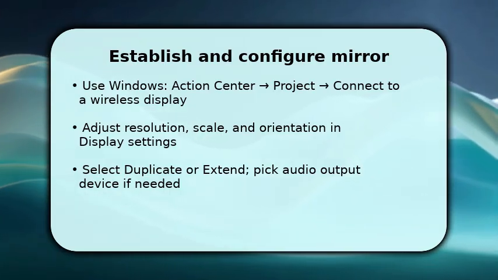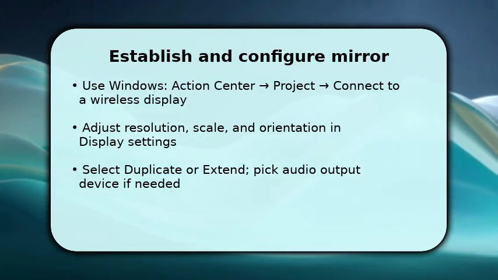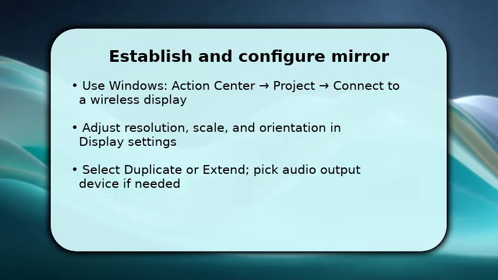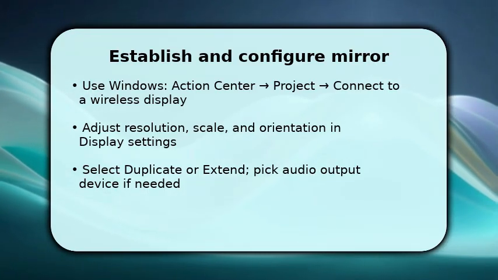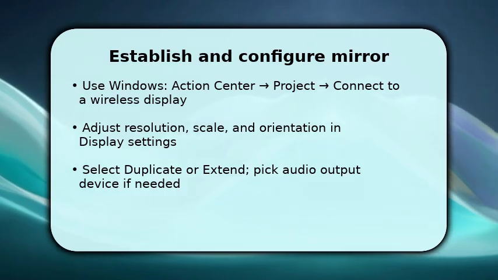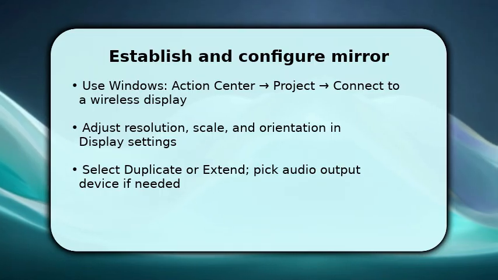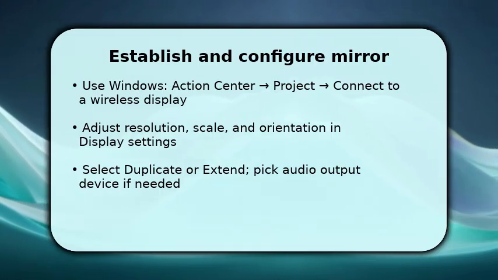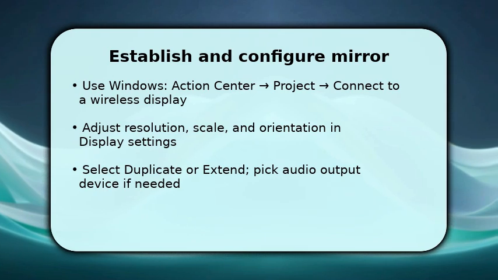After the link is active, go to Display Settings to set resolution, scaling, and orientation so text and windows remain sharp. Choose Duplicate to mirror exactly or Extend to expand workspace. Also make sure the system audio output is set to the target if you want sound routed to the display.